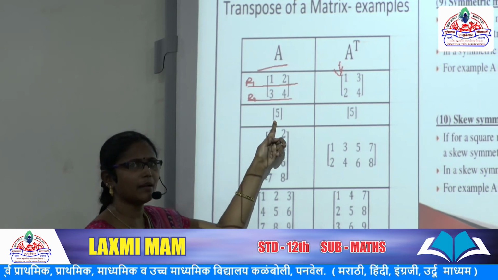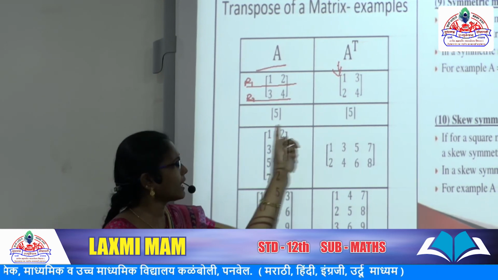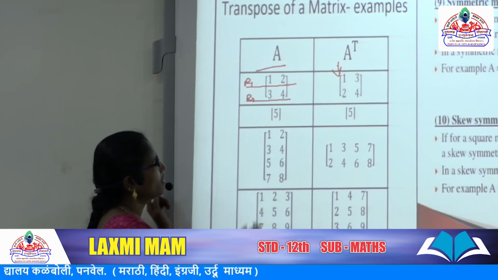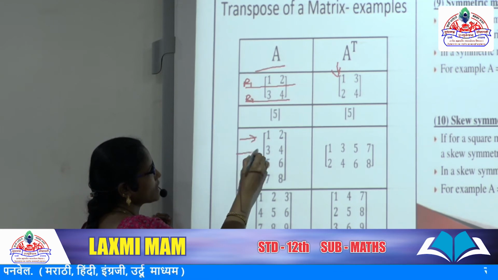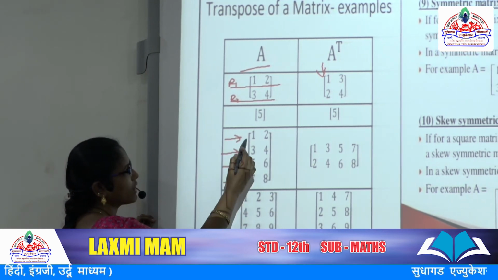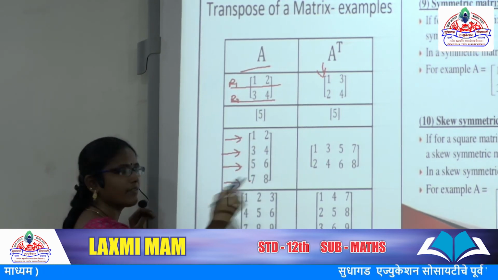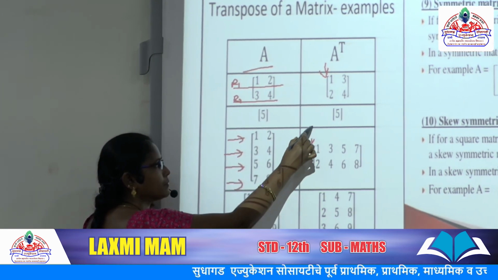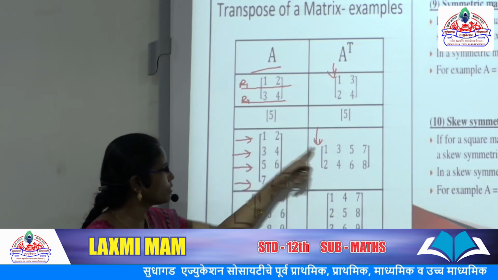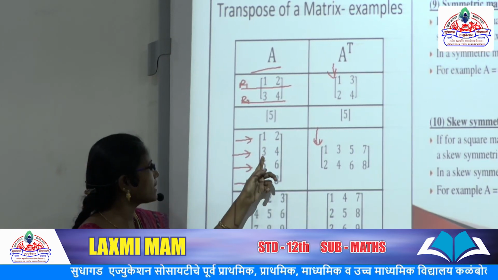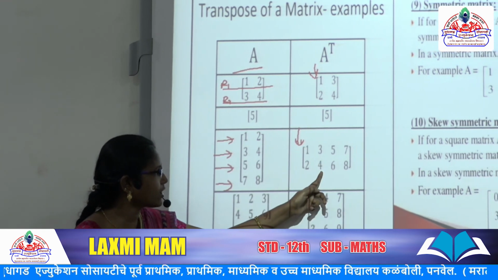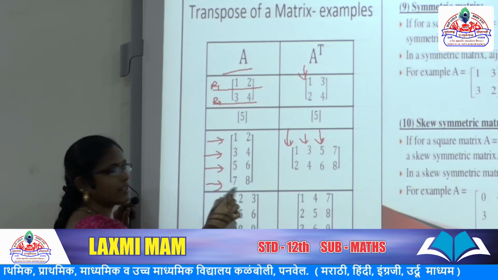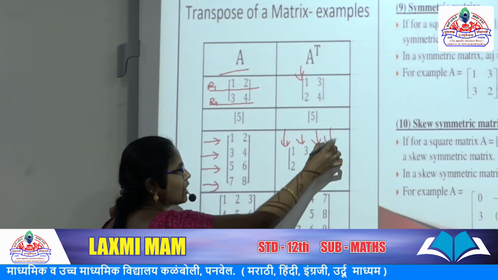If it is a single element, the same element will come. If there is only one element, there is no change. Only one element will come. Here what is given? Look, how many rows? 1 2, 3 and 4. The numbers are 1 2 3 4 5 6 7 8. The first row should be written in the first column, 1 2 here. The second row, 3 4, is written in the second column, and the third row is written in the third column, 5 6, and the fourth row is written in the fourth column, 7 8.